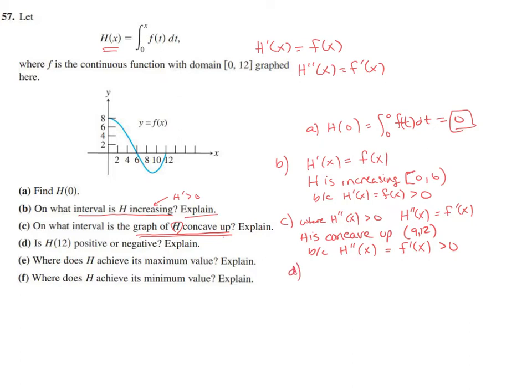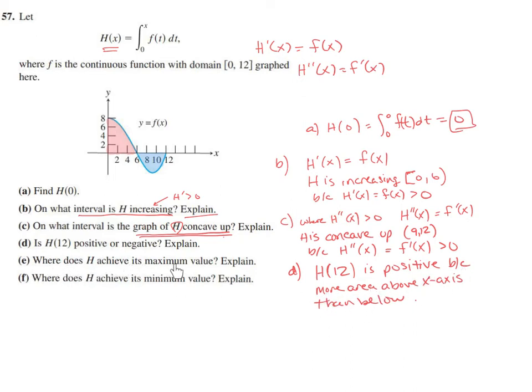All right, part D. Is h of 12 positive or negative? Well, h of 12 is going to be, again, as we talked before, the red area subtract the blue area. There's more area above than there is below the x-axis, so h of 12 is positive. And that's a good one because there's more area above than below.